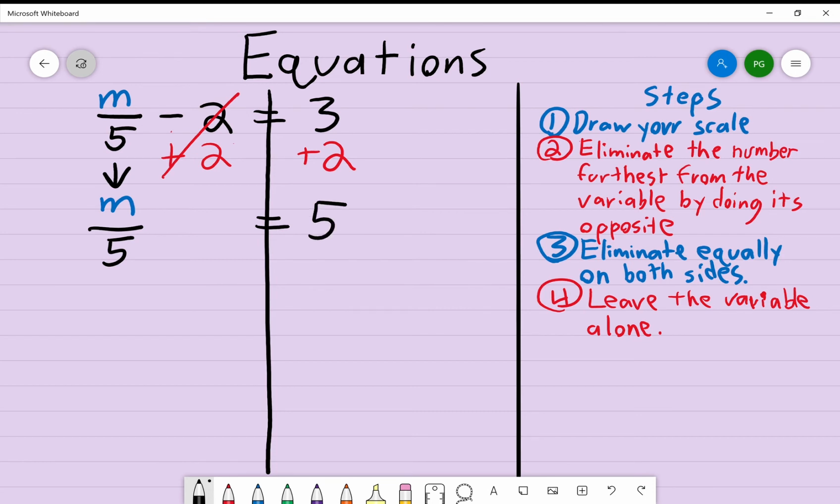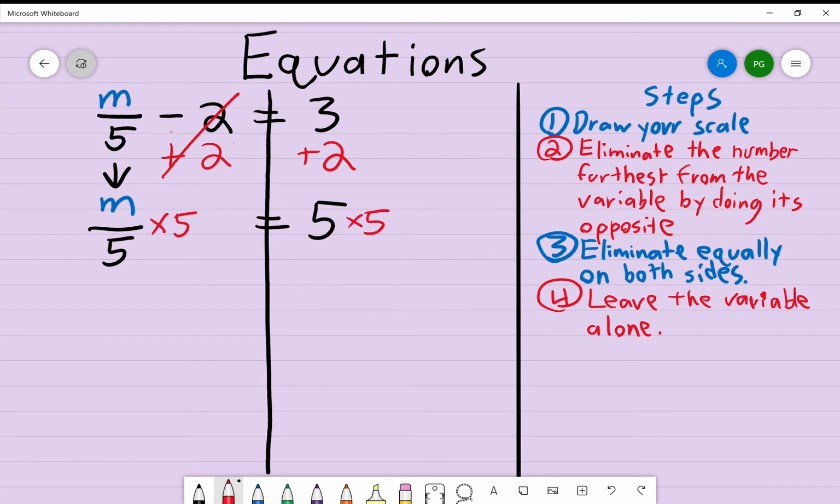Great. Now, I'm not done yet. Step 4 tells me leave the variable alone. And just like in the last one, the variable is not alone. It's currently being divided. Now, think about it. You eliminate by doing the opposite. What is the opposite of divide by 5? The opposite of divide is multiply. Multiply by 5.